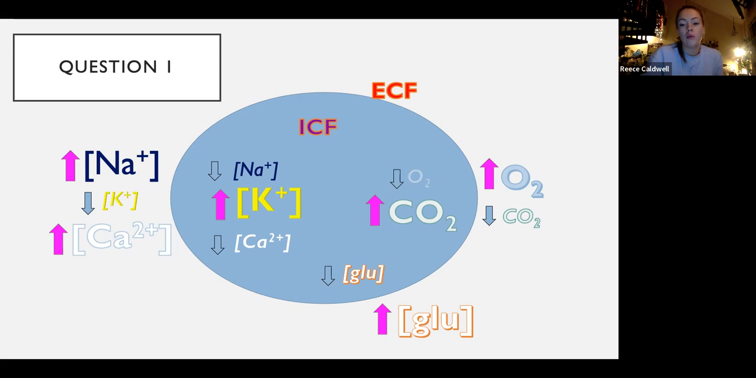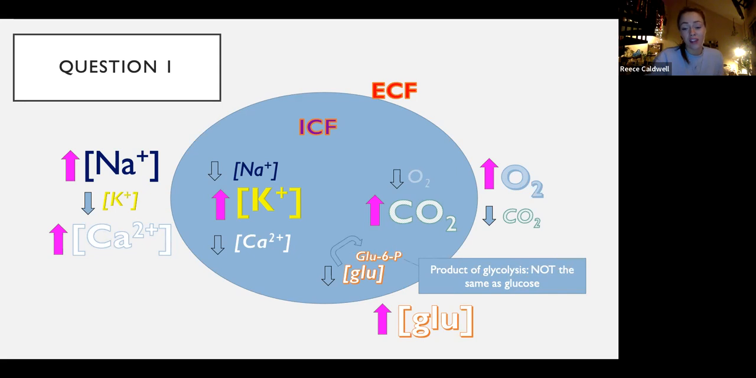However, one important thing to realize is that whenever glucose is inside of the cell, it undergoes a process called glycolysis. Glycolysis converts that glucose into glucose 6-phosphate. Glucose 6-phosphate is not the same thing as glucose. So we have higher concentrations of glucose 6-phosphate inside of the cell and lower outside of the cell, because glucose 6-phosphate is the phosphorylated form of glucose, meaning that glucose molecule is now locked in the cell.